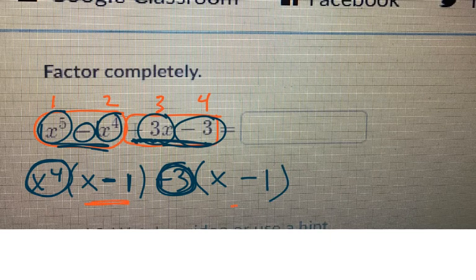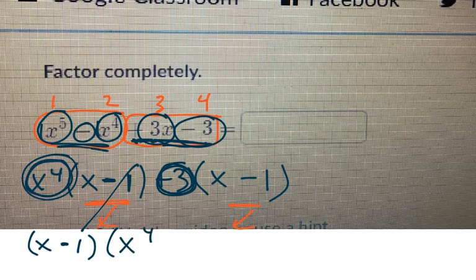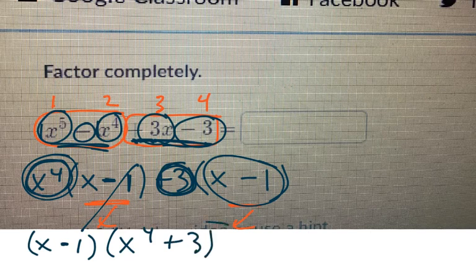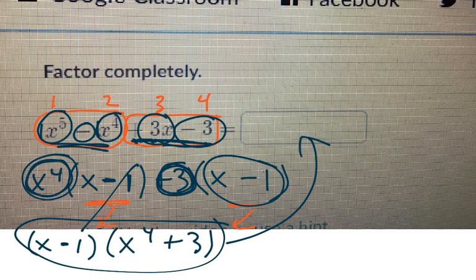See how they both have an x minus 1 in common. So we're going to take out that x minus 1. And when it's gone here, I'm left with x^4. When it's gone here, I'm left with a positive 3. This is what you type in there for the correct answer.